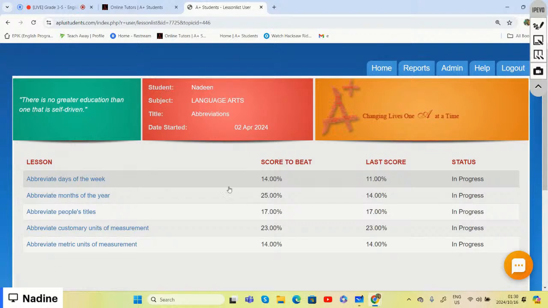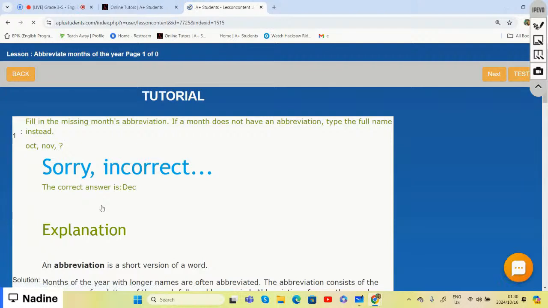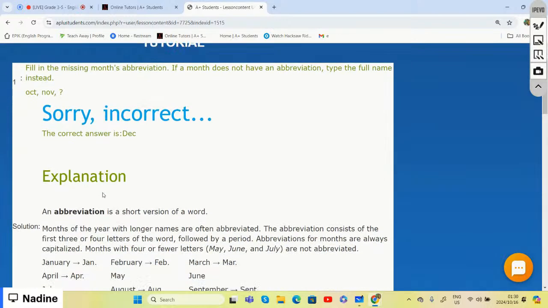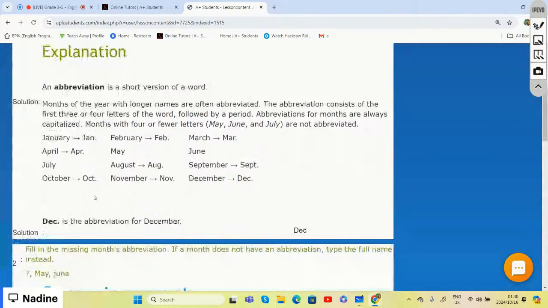All right. And now we're going to abbreviate the months of the year. We already did days of the week, now months of the year. And we see that when we abbreviate the months of the year, an abbreviation is a short version of a word.